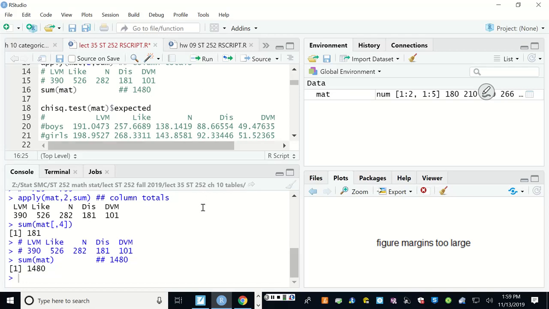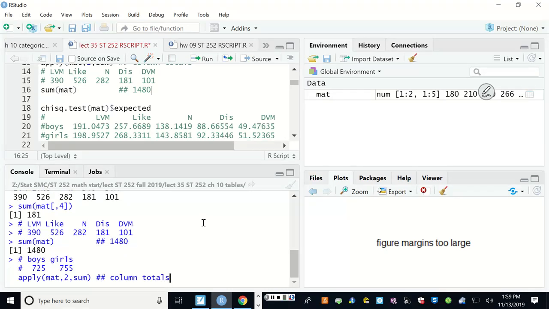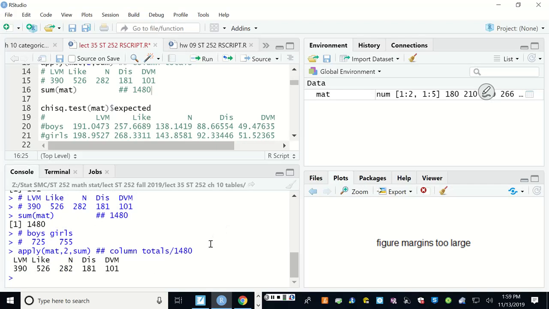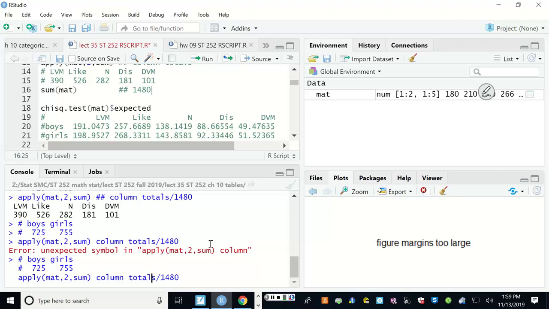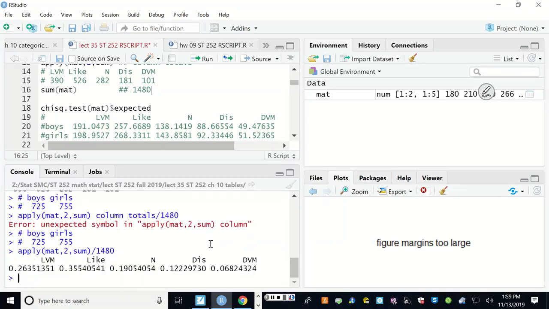Before we jump to doing expected values, you can describe things. The column totals, if you divide that by the 1480, oops, that thing divided by 1480. There's 26% that liked it very much, right? 35.5% that liked it, 19 neither, 12 dislike, 7% dislike very much, right? For a report, you probably round that to a decimal place or two. Those are the overall ones.